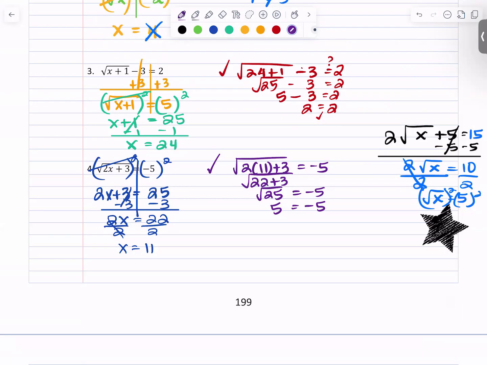The square root of 25 is just 5. If it just gives you this problem, the answer is just 5, not negative 5. So they are not the same. So it cannot be 11. So the answer is no solution.